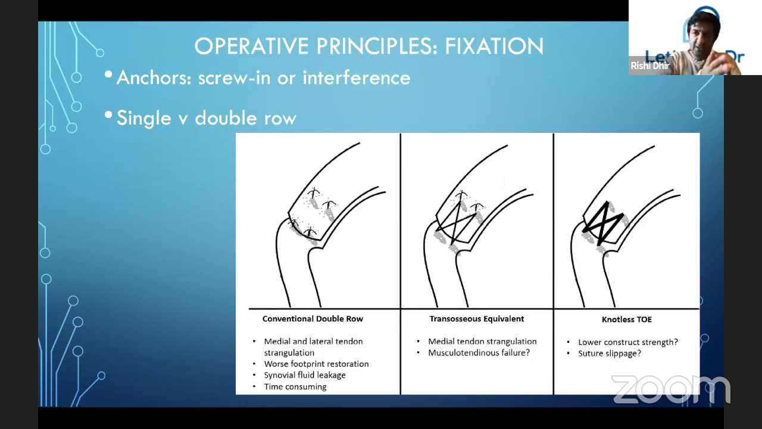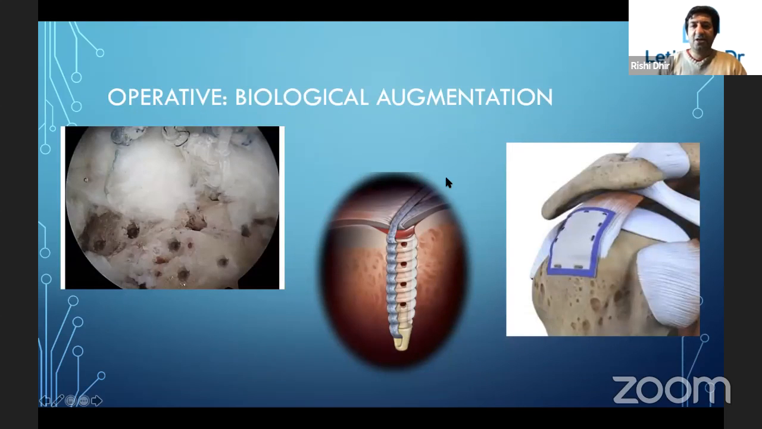We've visualized, we've mobilized, we've identified the tear pattern, we've prepared our bed, we've put in our sutures, and we've fixed it. What do we do next? Well, I would normally end off by doing some sort of biological augmentation. I've restored the biomechanics, but I want to try and encourage biology. Often after a tear, these are avascular patients, elderly patients. They've got poor biology. So you want to try and get some bleeding to get the tendon to heal.